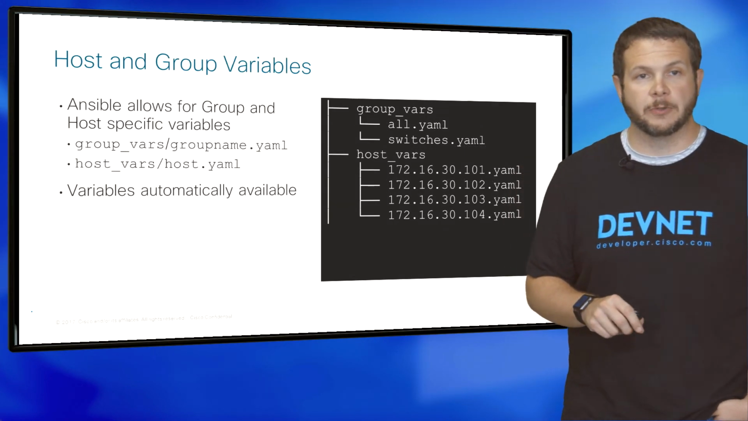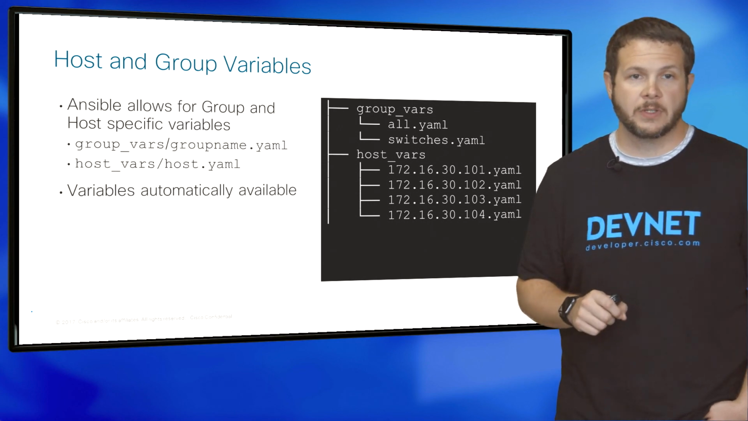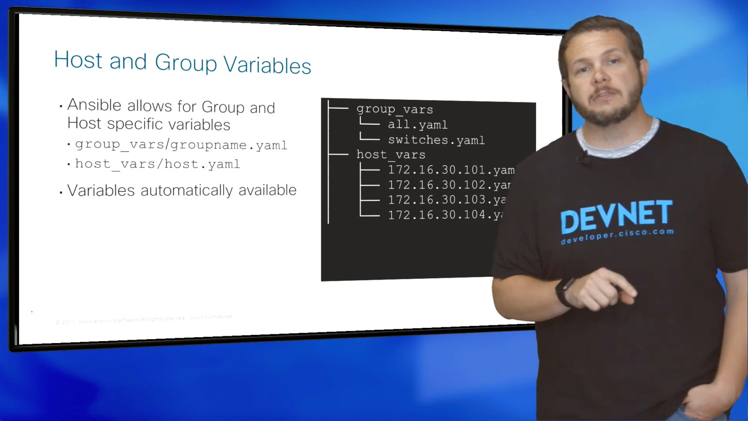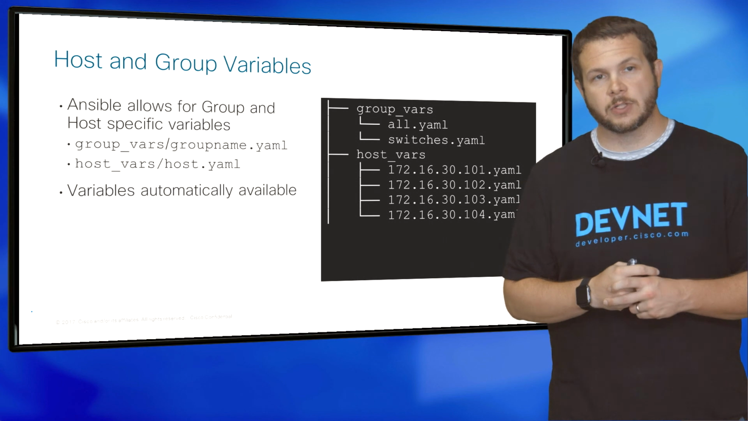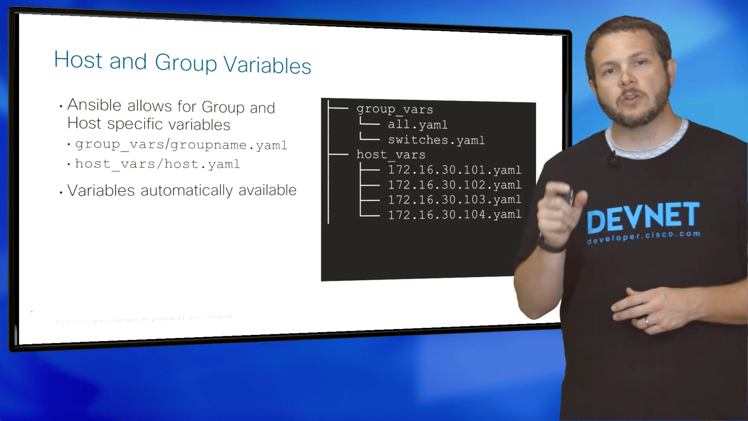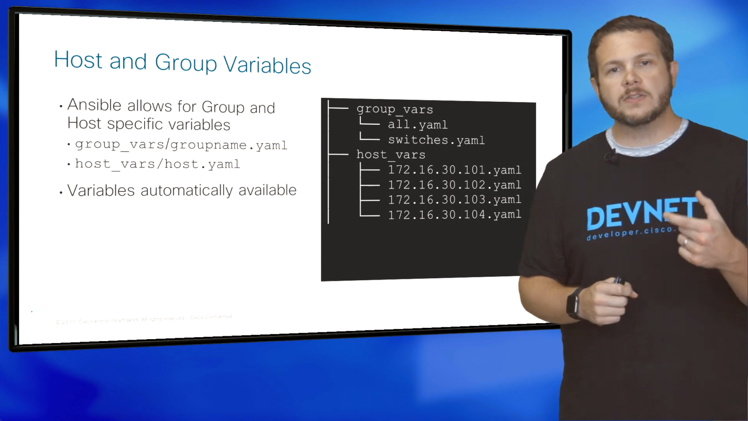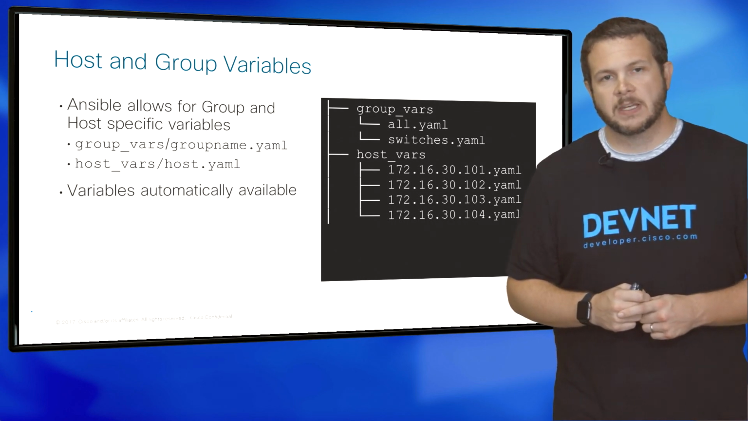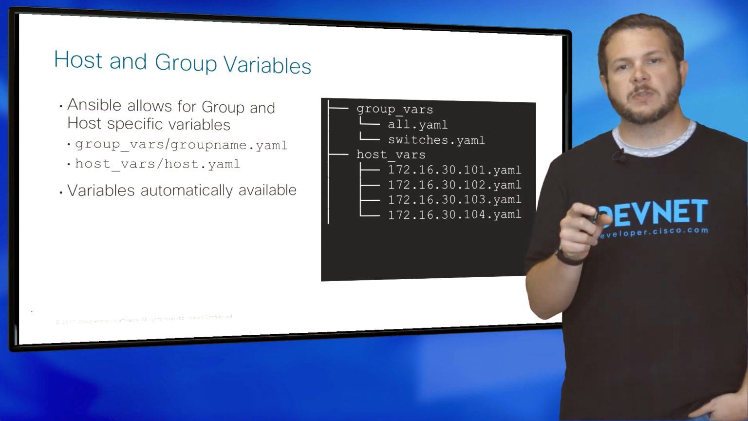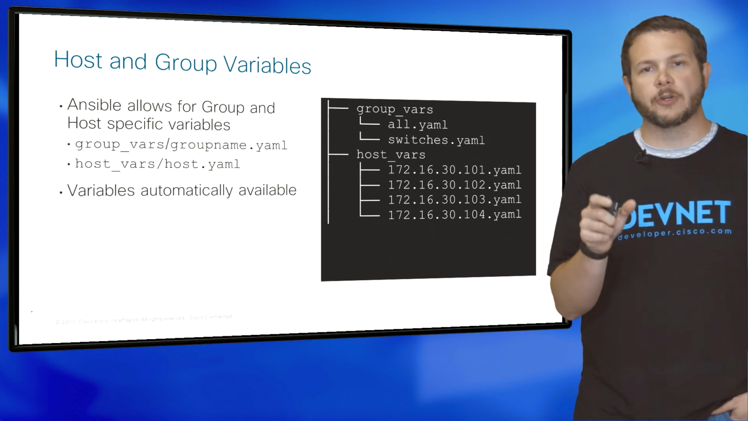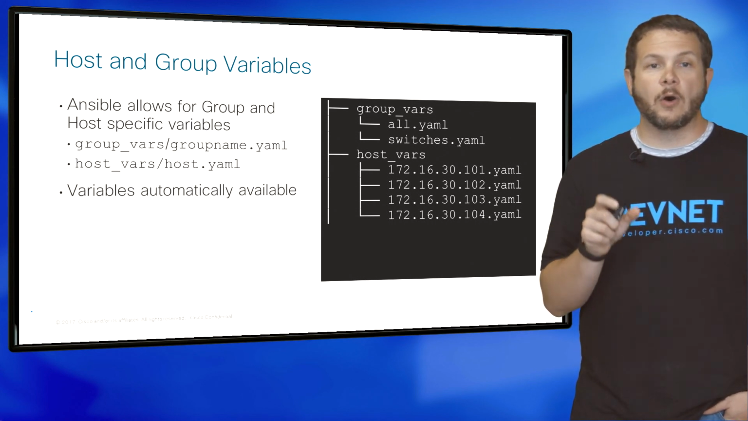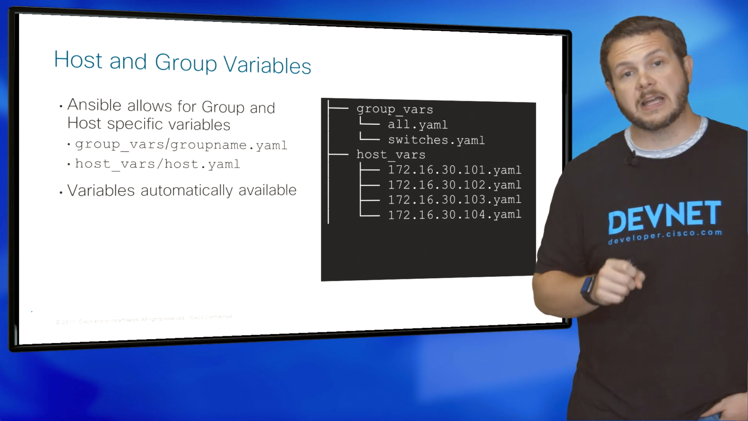Now, one last bit to talk about with variables are two specific types of variables that you have access to with Ansible: host and group variables. These variables are automatically available in all of your playbooks and execution. How they work is, in your local directory that you're working from, Ansible looks for a group_vars and host_vars directory. Inside of each one of those, you would specify a .yaml file for the group name.yaml or the host name or IP address.yaml.